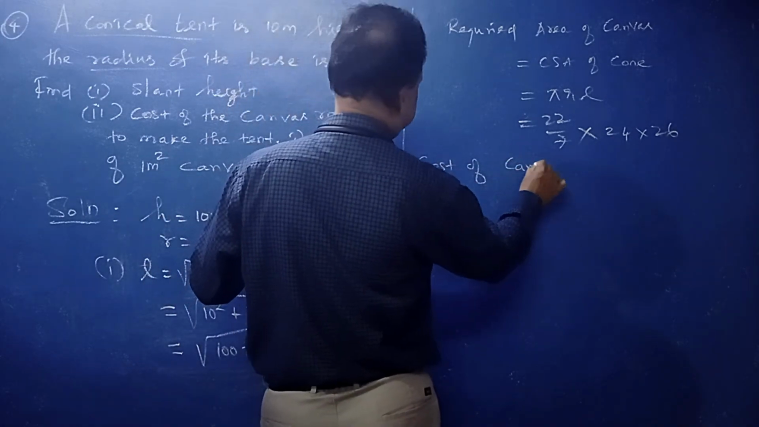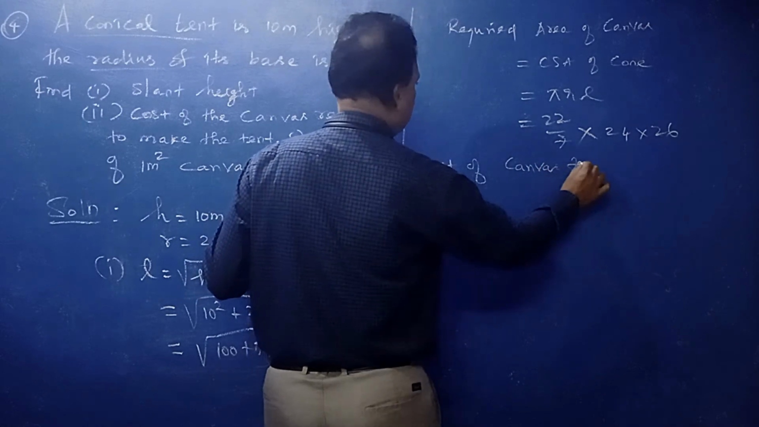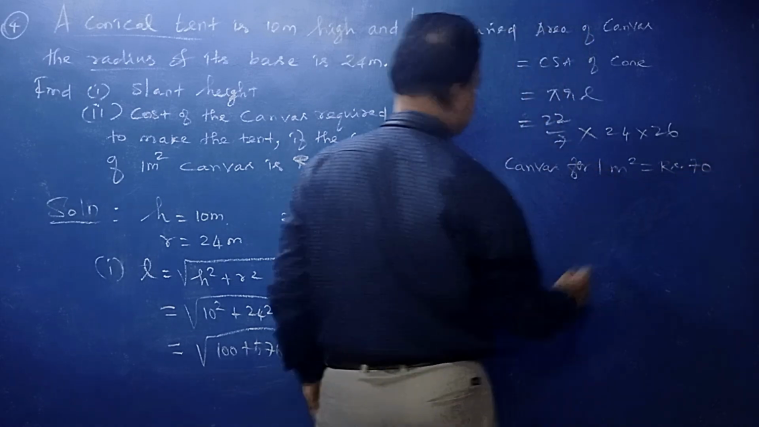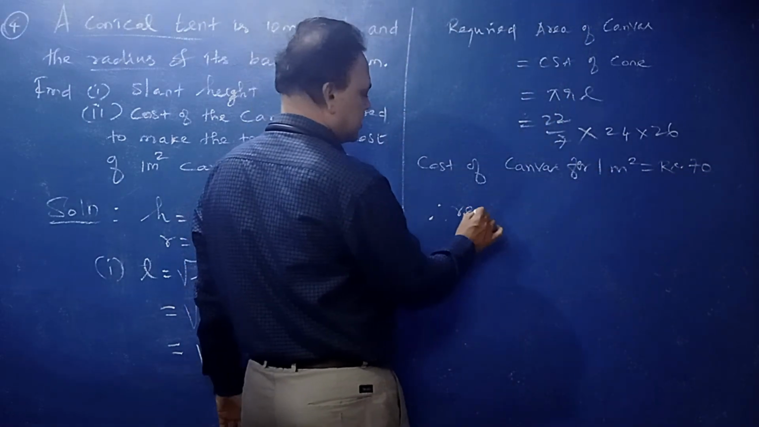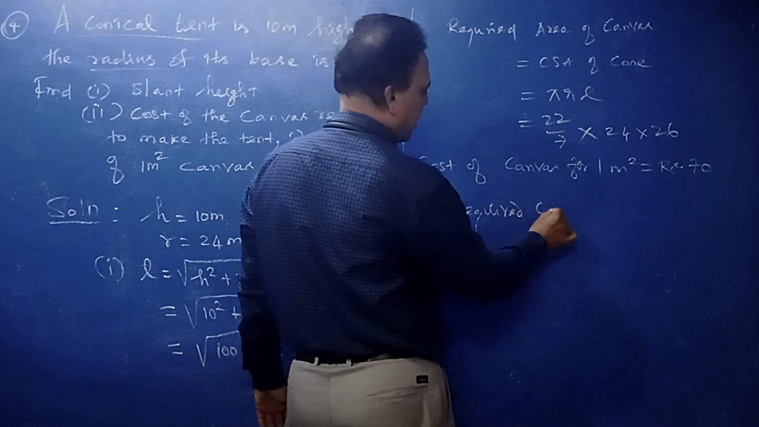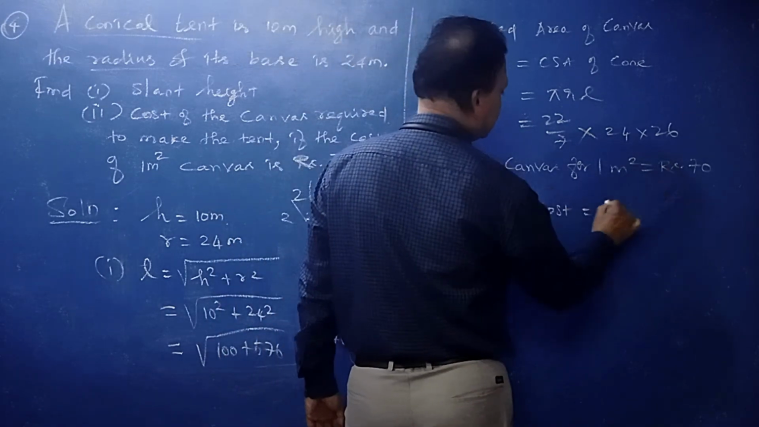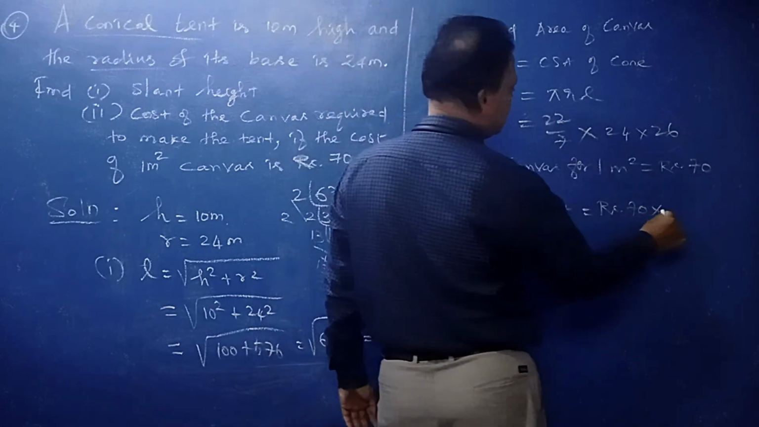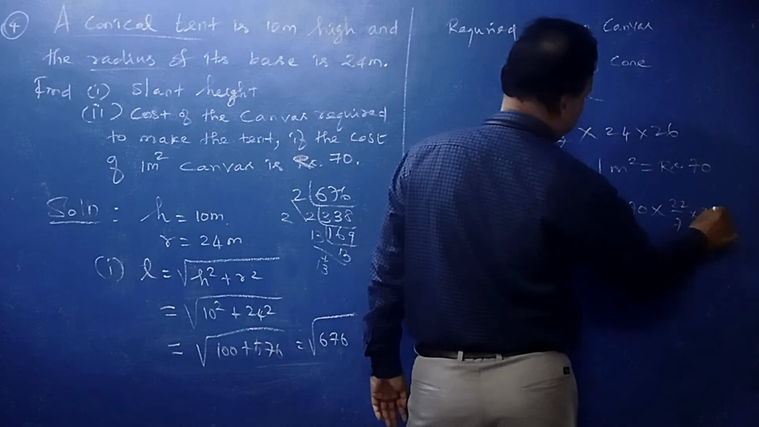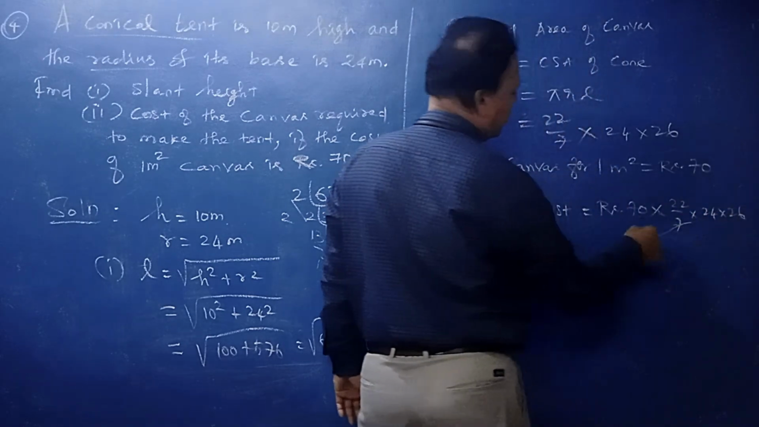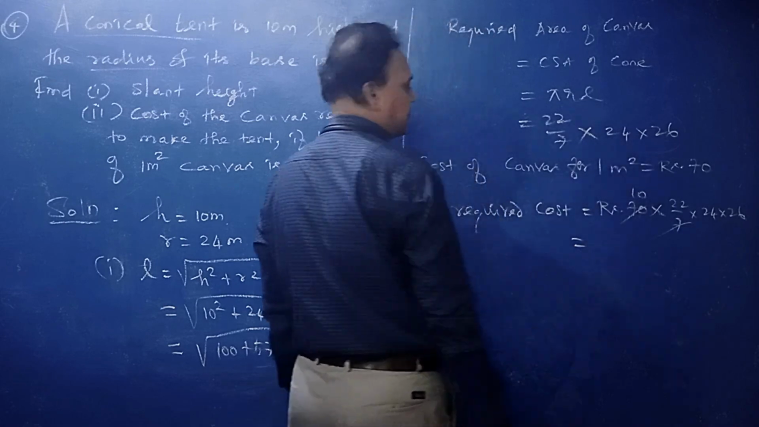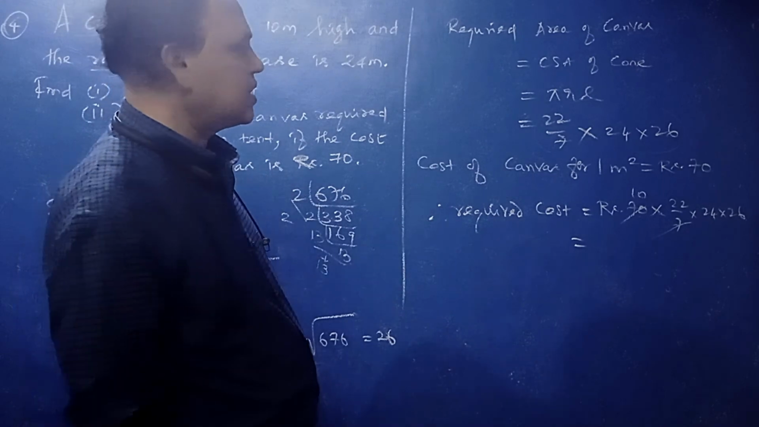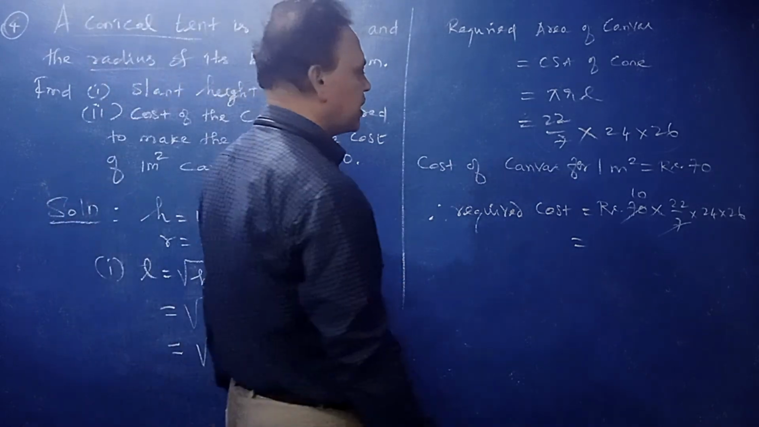Here the cost of canvas for 1 meter square is equal to rupees 70. Therefore, the required cost is equal to rupees 70 into this much area. This much area is 22 by 7 into 24 into 26. You need not divide, that's why I told you. Multiply the numerators, then keep 7 as it is.